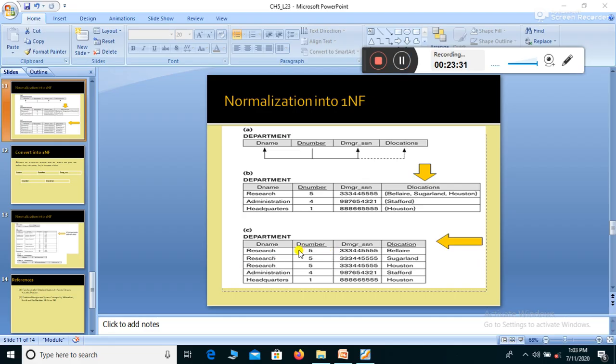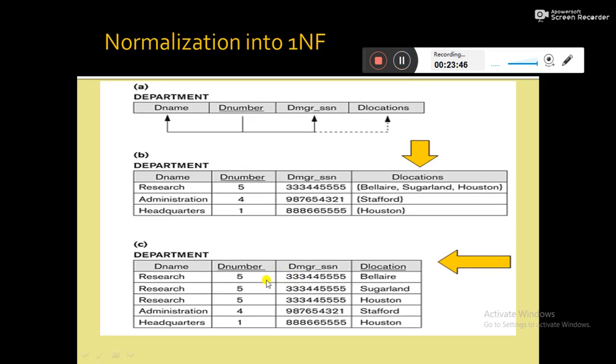So we have to convert the relation into 1NF. So how to convert the relation department into 1NF? To convert it into 1NF we have to break down the department relation. Now how to break it up? The multi-valued attribute has to be removed from the original relation department, and we have to place that particular multi-valued attribute D location into a separate relation along with the primary key.